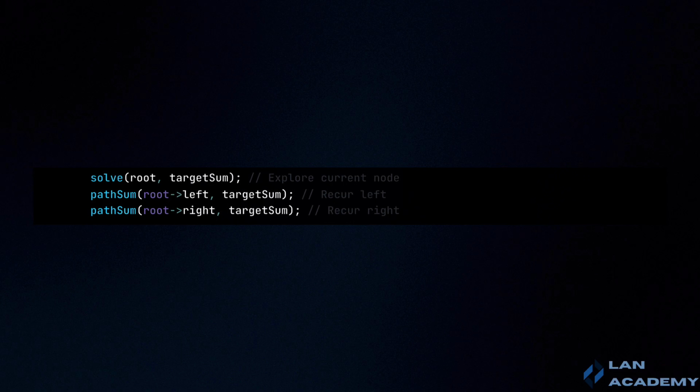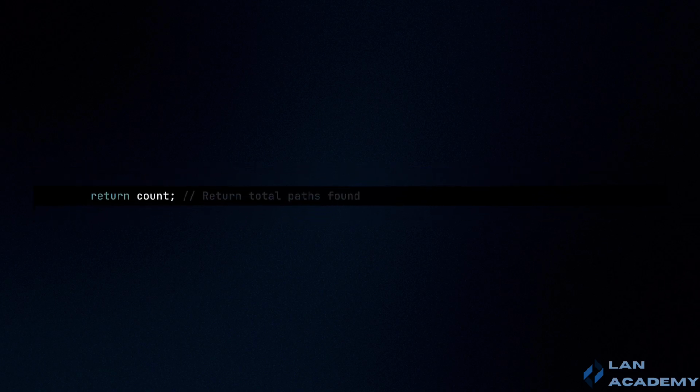starting from the root. The final result is stored in the count variable, which represents the total number of paths found with a sum equal to target sum. This variable is updated throughout the recursive traversal as we find paths that meet the condition.